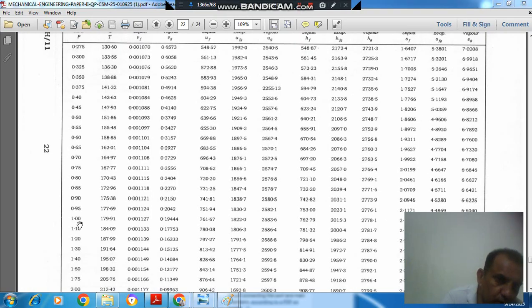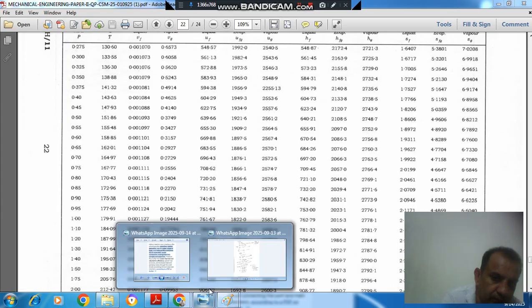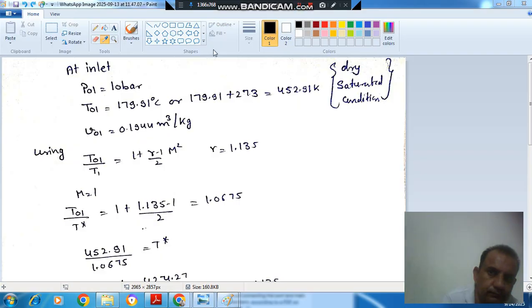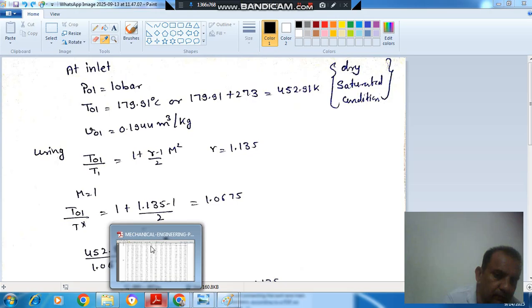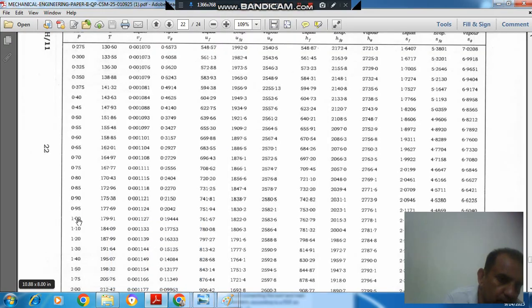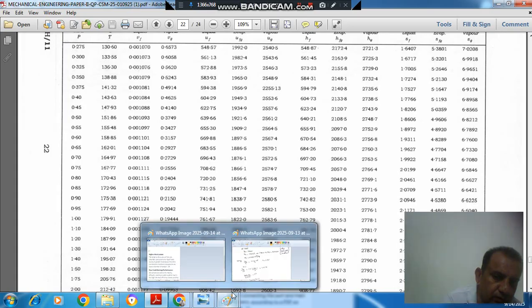Here, corresponding to 1 MPa or 10 bar, the saturation temperature is 179.91. So the inlet pressure is given as 10 bar, and from the steam table we can see these properties corresponding to 10 bar. At 10 bar or 1 MPa, the temperature is 179.91 and the specific volume is 0.1944. And now we can use these properties.